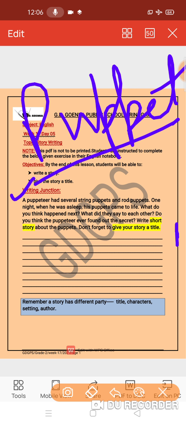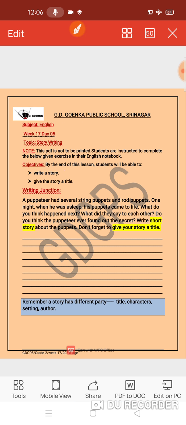What do you think happened next when the puppets came to life? What do you think they would have said? They might have talked about each other, like the string puppet talking to the rod puppet. What did they say to each other? And do you think the puppeteer ever found out the secret? Because the puppeteer is sleeping, he doesn't know the puppets came alive, right? So do you think he will ever find out that secret that his puppets came to life?